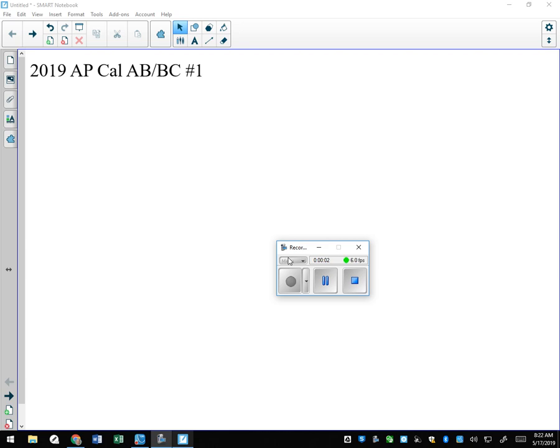All right, so this is the 2019 AP Calculus exam. This is question number 1. It was on both the AB and the BC exam, and I'm solving these in real time. I've never read the questions before, so I may have to stop and think for just a second if a problem throws me for a loop. Hopefully I won't embarrass myself.